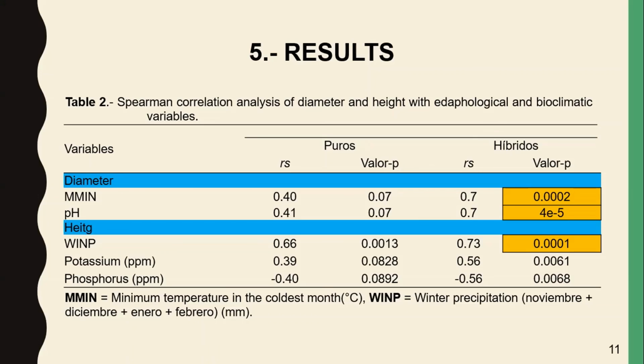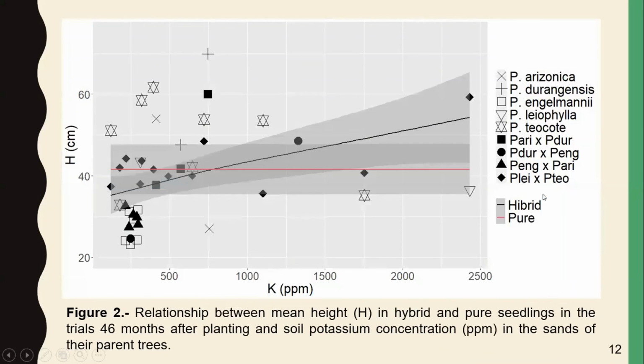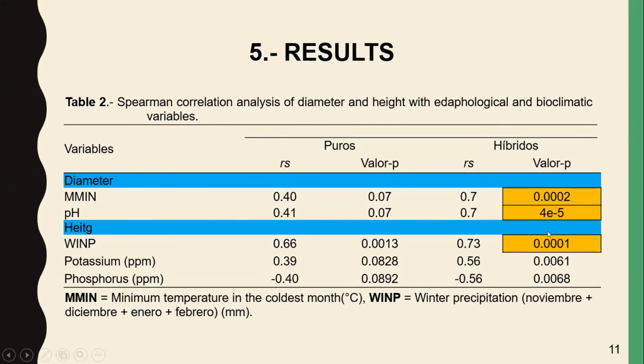Figure 2 shows the results of the Spearman correlation of diameter and height with edaphological and bioclimatic variables. It can be observed that in the hybrid individuals there is correlation with variables such as pH, mean temperature, wind, and the edaphological variables potassium and phosphorus.